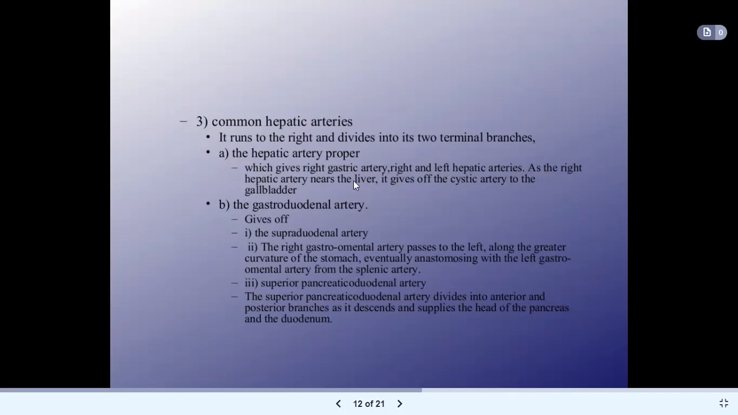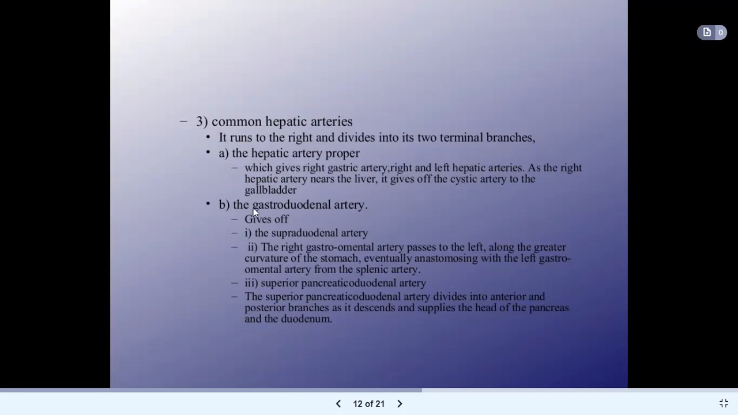And then, as the right hepatic artery nears the liver, it gives off the cystic artery to the gallbladder. So the gallbladder is supplied by the cystic artery, which is a branch of the right hepatic artery. And the right hepatic artery itself is a branch of the proper hepatic artery, which comes from the common hepatic artery, which is the branch of the celiac trunk.